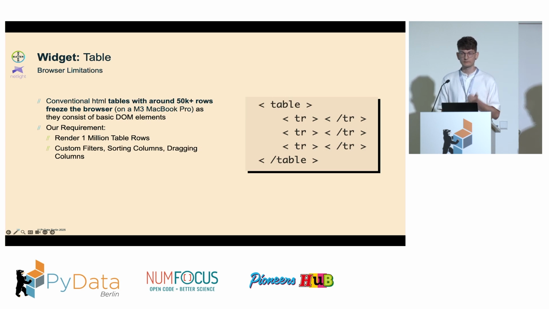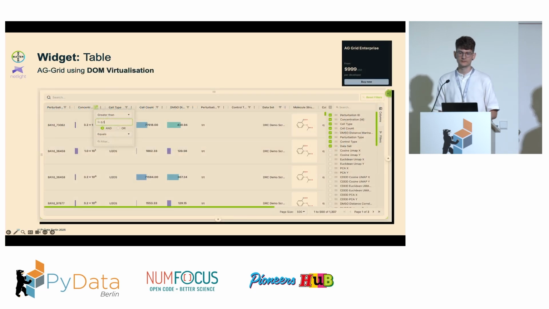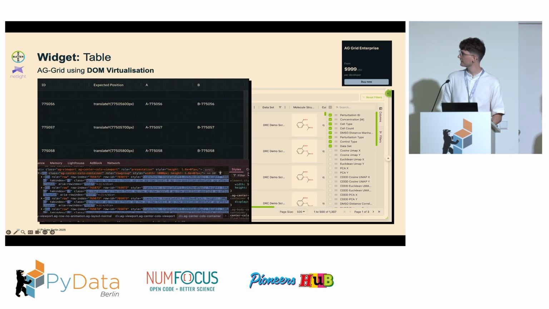We wanted custom filtering, sorting functions, dragging and dropping columns, so it was not an option to go with this classical approach. The keyword here is DOM virtualization, and we found this library here. It's called AG Grid, and it makes sense. It makes use of a technology that basically replaces elements in the DOM instead of rendering them all at once. And that is highlighted here in this little animation.